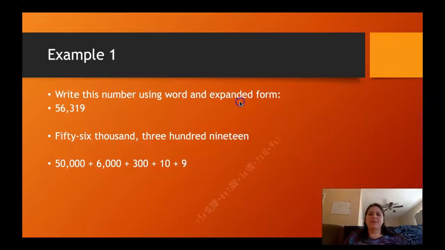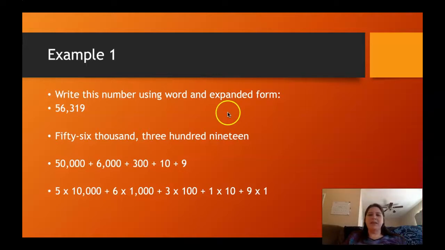So here is the one with multiplication. 5 times 10,000 because the 5 is in the 10,000 spot. 6 times 1,000 because a 6 is in the 1,000 spot. 3 times 100 because the 3 is in the 100 spot. 1 times 10 because the 1 is in the 10 spot. And finally 9 times 1 because the 9 is in the 1's place value.